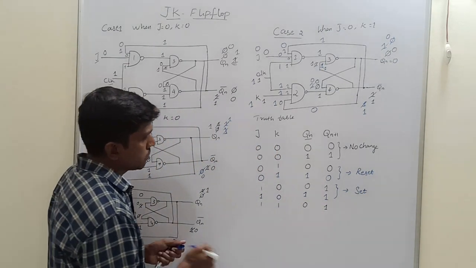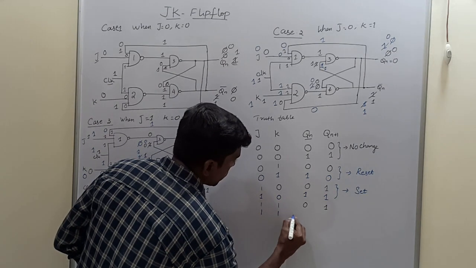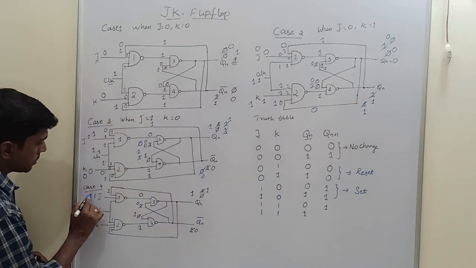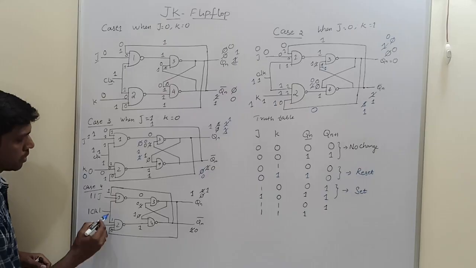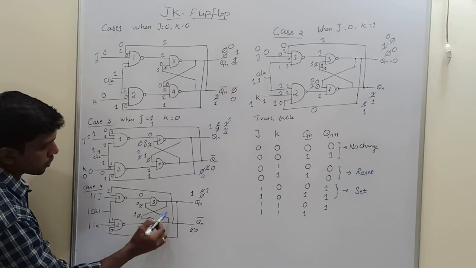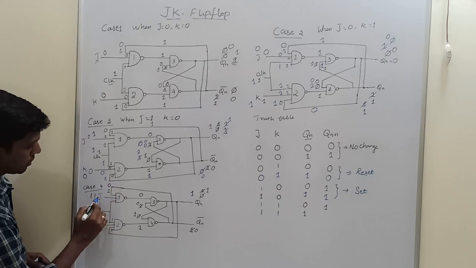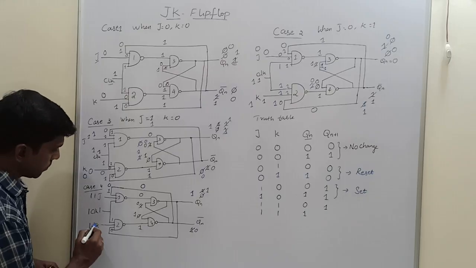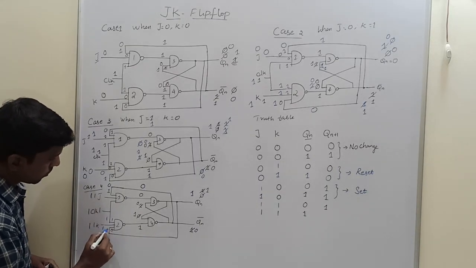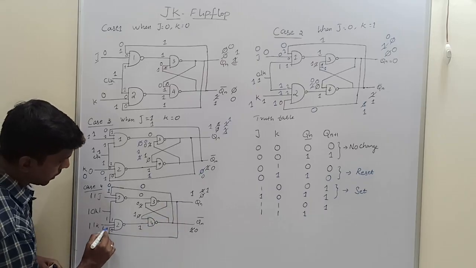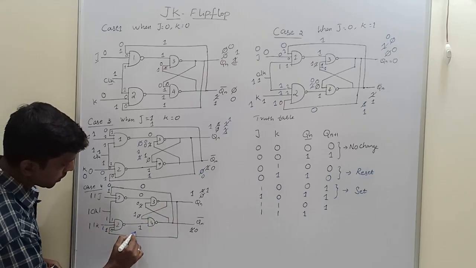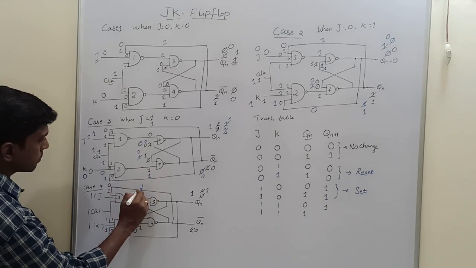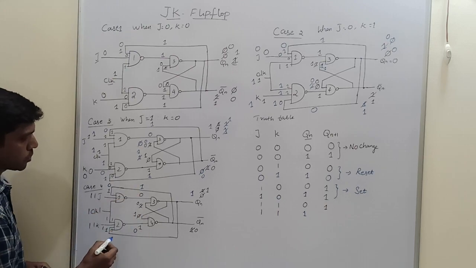So next condition, J value 1, K value 1, Qn value 1. So Qn value is 1, J 1, clock 1, K 1. So the first input comes from Qn bar. So Qn bar is 0. So 0, 1, 1. First NAND gate output is 0. Then here clock 1, K 1. So this third input comes from Qn. So Qn value is 1, triple 1. Sorry, here 1. The output is 1. 0, 1, 1. The output is 1.